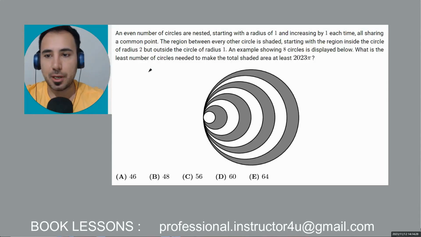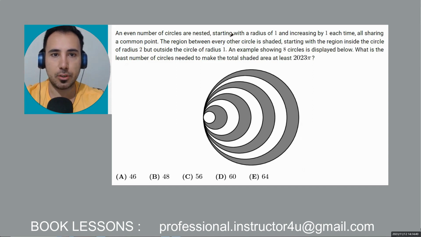Okay, this problem has the potential to waste a lot of your time and kill the test for you. So let's just read and understand it first. An even number of circles are nested, starting with radius of 1. So this one, radius of 1. What is the area of this? Pi 1 squared. The area of this will be pi. Okay. And increasing by 1 each time.